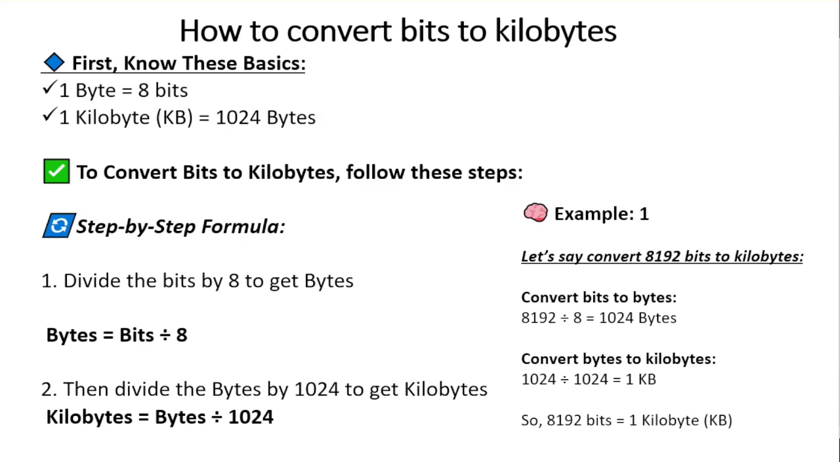So 8192 bits is equal to 1 kilobyte. It is just the same process. You just have to divide the number of bits you want to convert by 8 and then divide it by 1024. I don't know if this is clear. You divide it by 8 bits and you divide it by 1024 bytes to get the number of kilobytes.